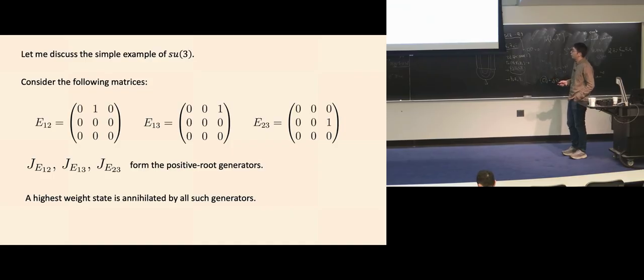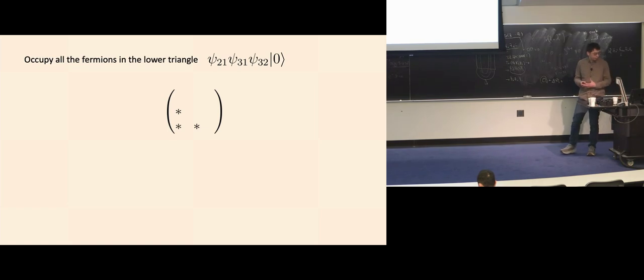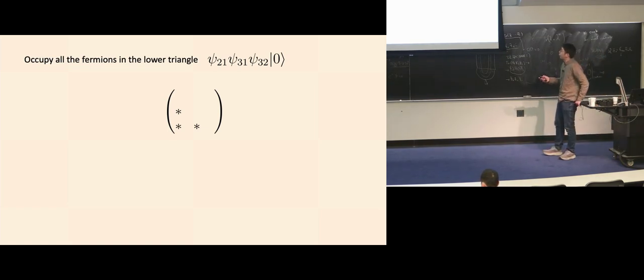A highest weight state that we want to find should be annihilated by all these positive root generators. And that state is not hard to find. Consider the following state where all the fermions are occupied in the lower triangle.